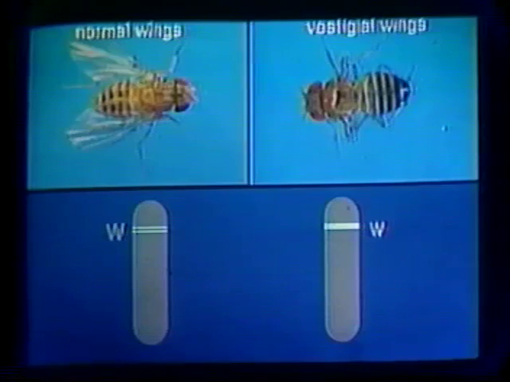One strain has what are called vestigial wings. That is, the wings are shriveled and non-functional. Whether the wings are normal or vestigial is determined by a single pair of genes. The gene for normal wings, here labeled large W, is dominant. The gene for vestigial wings, here labeled small w, is recessive. Incidentally, we are using a simpler set of labels than scientists do.